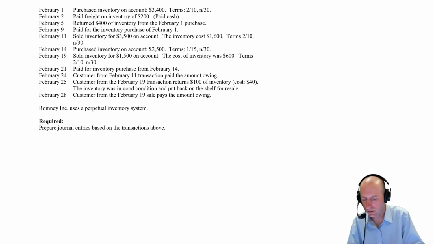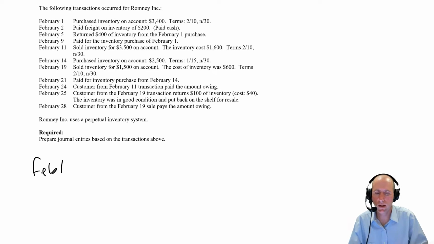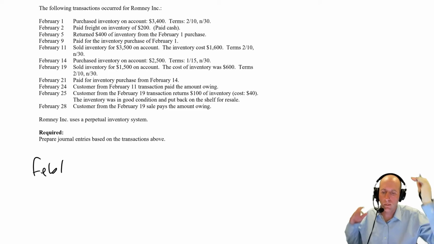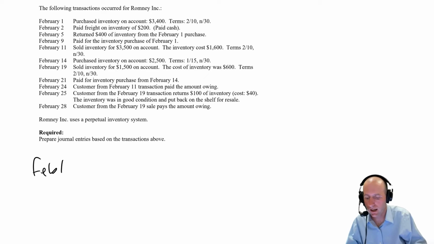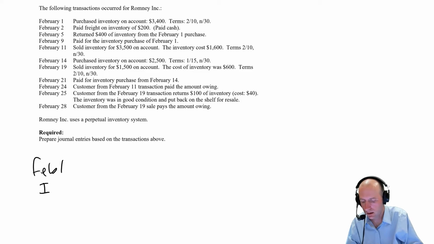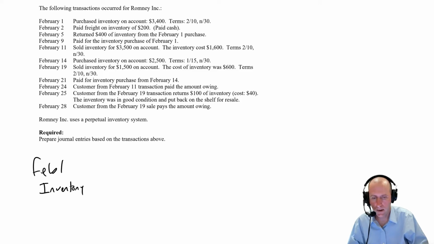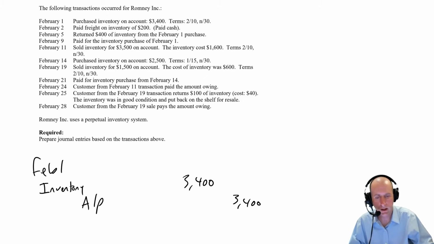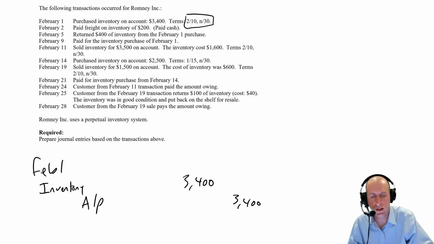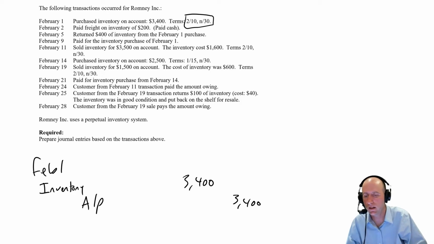Let's start with the first one, Feb 1st. Purchased inventory on account, $3,400. Okay, so we're buying inventory on account. When you buy inventory on account, debit inventory, and the amount was $3,400. We credit AP $3,400. Now remember the terms, 2% discount if we pay within 10 days. Otherwise, we've got to pay the full amount within 30.